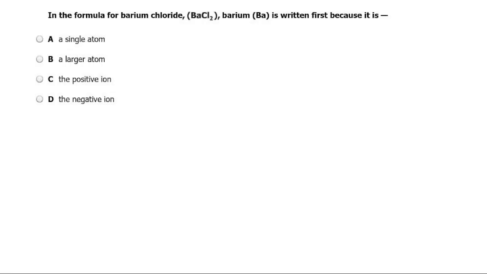The next problem says, in the formula for barium chloride, barium is written first because it is. Now this is not one of those questions that's asking you about periodic trends and all this other stuff. You learned a lot of things in chemistry. So you might be thinking, well, the size has something to do with it, or it's a single atom, which clearly it is, but that has nothing to do with why it's written first. Remember that for an ionic compound, the first element is going to be the positively charged one, often a metal.